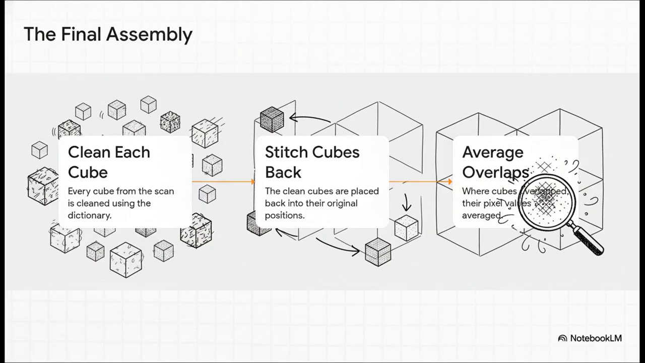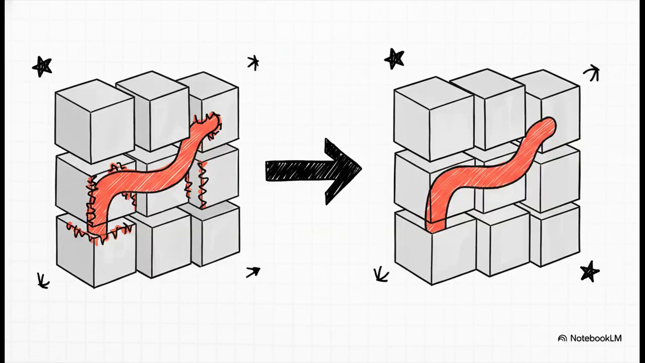And remember how all those cubes overlapped? Well, in every region where they overlap, the pixel values are averaged together. And this final averaging step? It is absolutely crucial. Think of it like the final polish on a sculpture. It smooths out any tiny leftover errors and, most importantly, it completely gets rid of the seams or blocking artifacts between the cubes. What you're left with is one single, seamless, beautiful, high-resolution image.